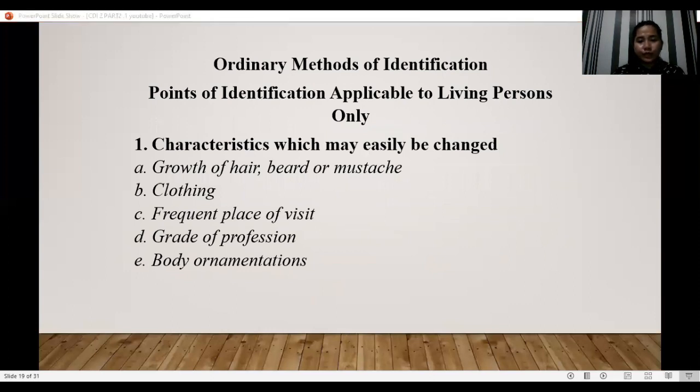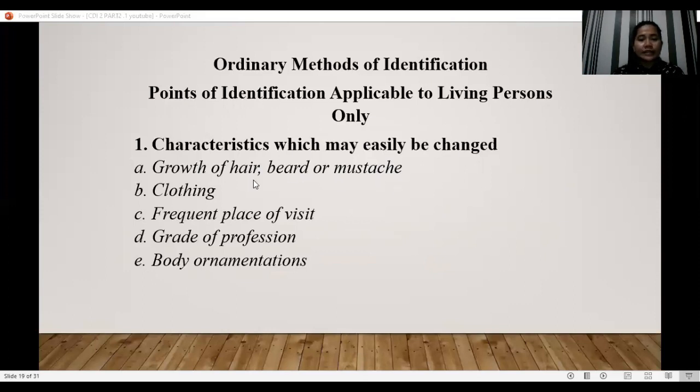So paano ba to? When we say growth of hair, beard, and mustache, this may easily be shaved. Lalo na yung mga hair natin, it can be easily shaved or cut, di ba? Or grown within a short time. Arrangement may be changed artificially, by applying different colors or wearing yung mga wig, di ba? So, worn ornamentations may be placed to change its natural condition, which is the growth of hair, beards, and mustache na madaling baguhin.